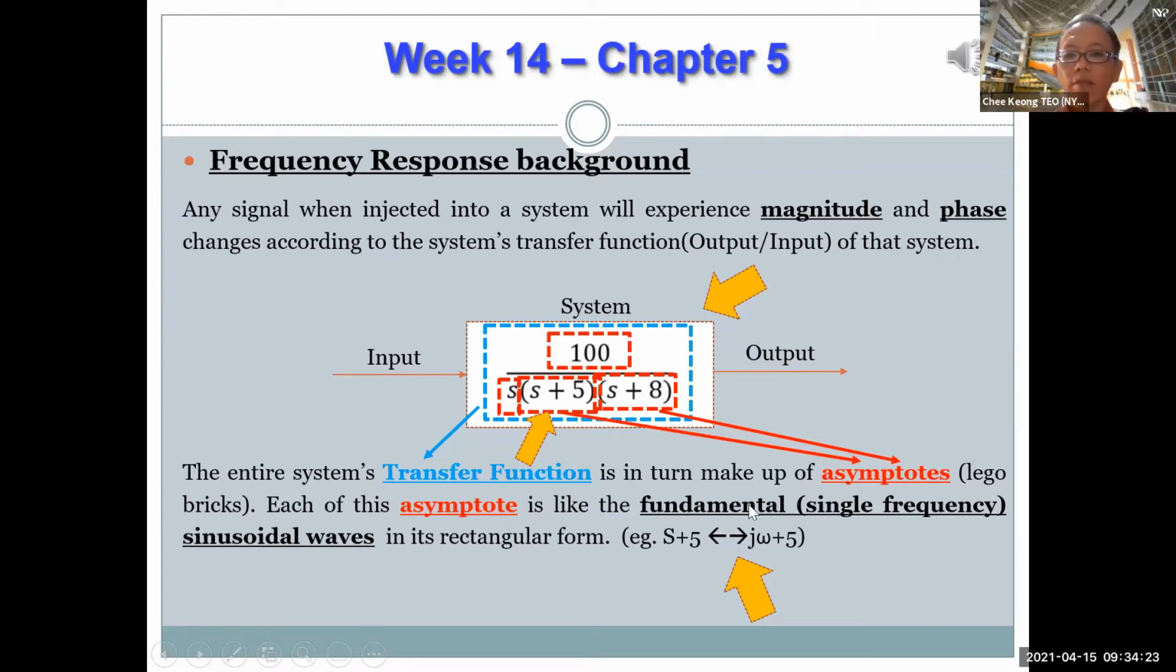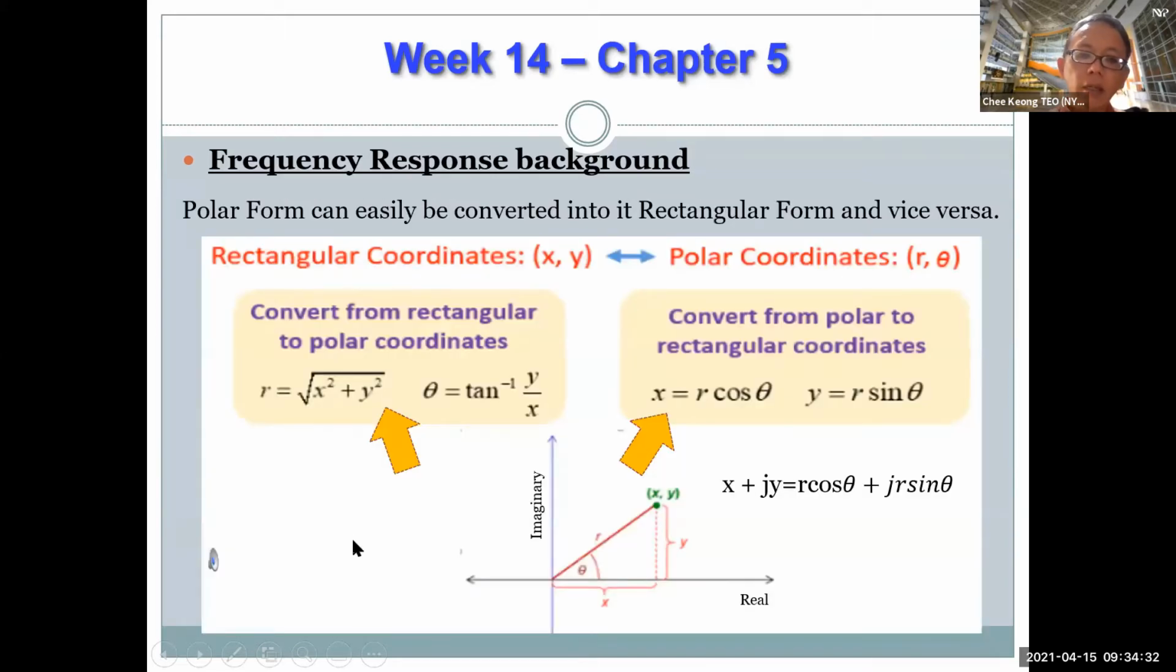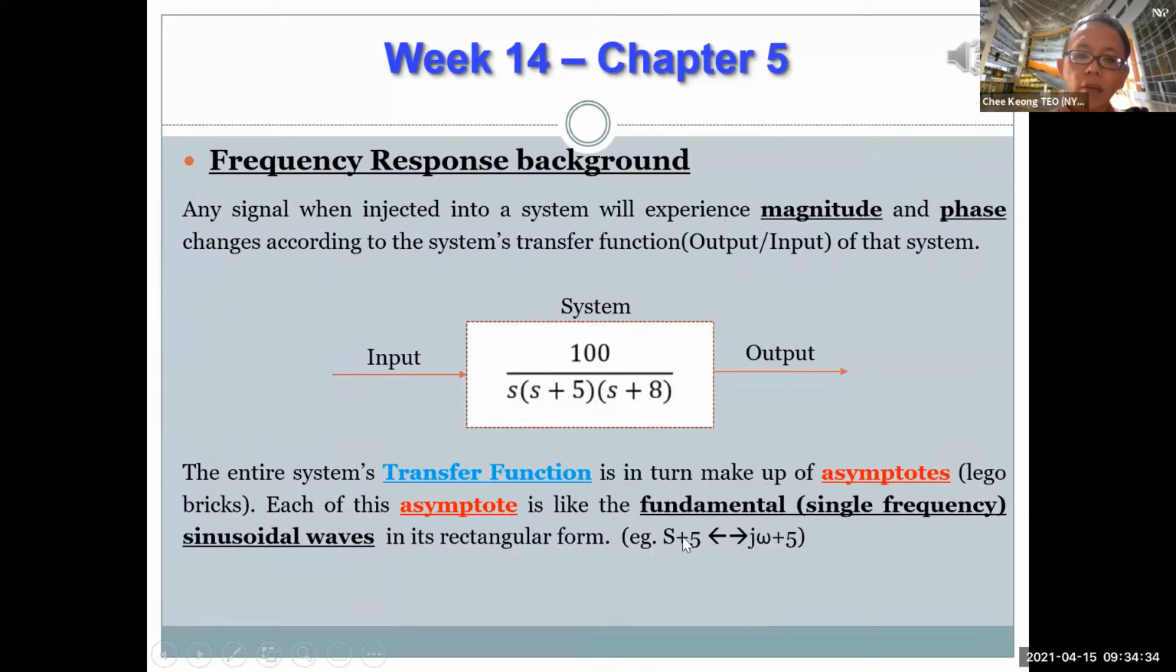So an asymptote is like a fundamental single frequency. What do we mean by a fundamental single frequency? It means that it's one sine wave. So if you just view S plus 5, we know that S is equal to j omega. So actually S plus 5 you can rewrite as j omega plus 5.